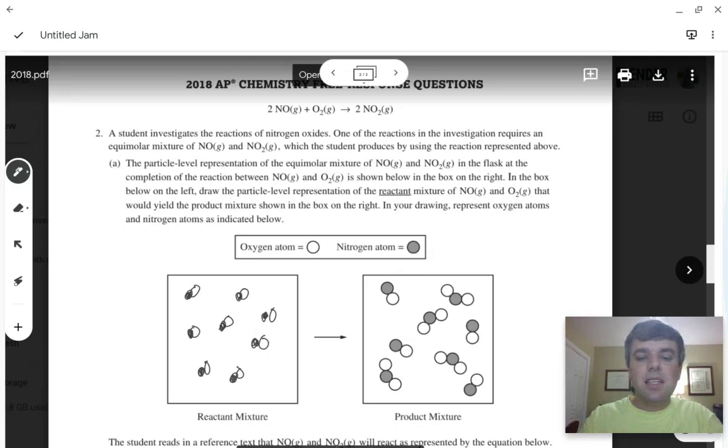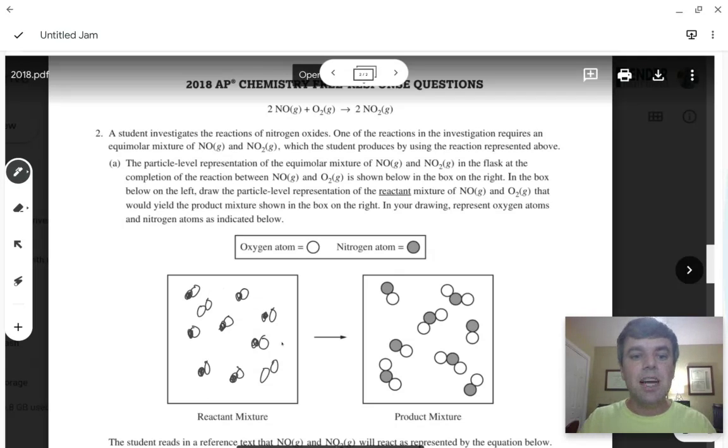And then we have 12 oxygens in total. We have 4 oxygens left over, and oxygens are O2 molecules. So here's 1, 2, and 3, 4. So in this box, you would draw 2 oxygen molecules, and then you would draw 8 nitrogen monoxides.